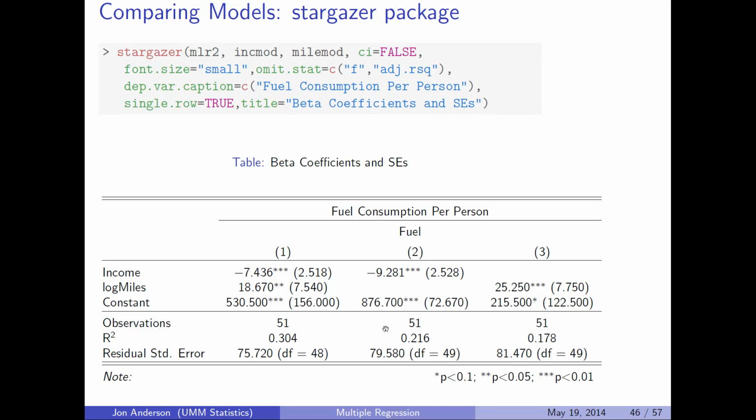Notice down here on r squared, we had the 0.178 r squared when only mileage was in the model, and 0.216 when only income was in the model. But when we put both of them together, we get a 0.304. Notice that 0.304 is not the sum of these two r squareds. It is somewhat less. There is some overlap between what income and log miles can explain. And that is the basic principle of how multiple regression works.